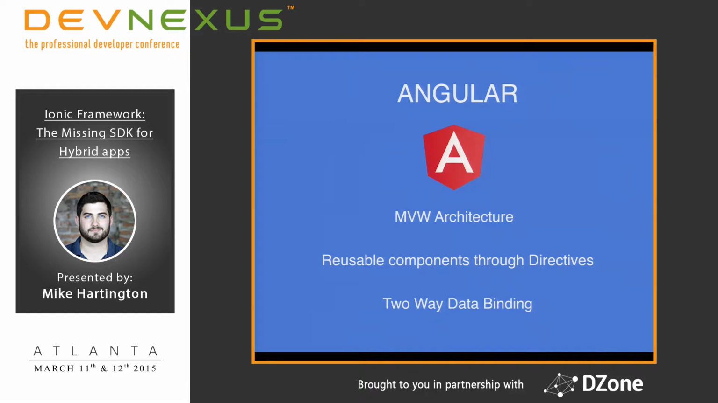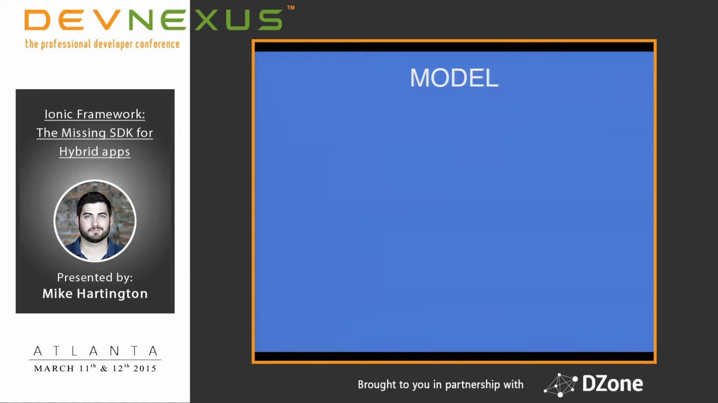Two-way data binding ends up being, if you have some data in your model and then you display it on your view, no matter where it changes, whether you change it in your view or in your model, everything's going to stay in sync. Everything will keep up to date. So we'll go through the MVC parts of it.